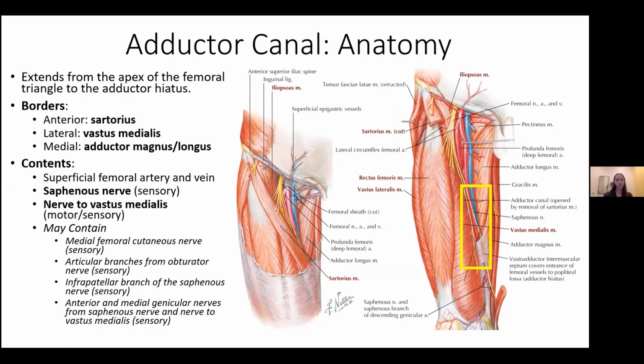The borders of the adductor canal are muscles. Anteriorly we have the sartorius, laterally we have vastus medialis, and medially we have the adductor magnus and longus. As I mentioned, the adductor canal contains the superficial femoral artery and vein. The two nerves that we're primarily interested in are the saphenous nerve, which is a purely sensory nerve, and the nerve to vastus medialis, which is a motor and a sensory nerve, so it covers one of the quadriceps, vastus medialis. It may contain a few other small nerves, such as the medial femoral cutaneous nerve, articular branches from obturator, as well as other small branches of the saphenous nerve. But the main two that we are aiming to cover are the saphenous and the nerve to vastus medialis.